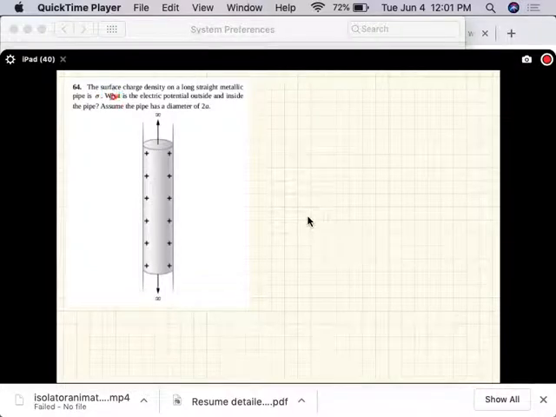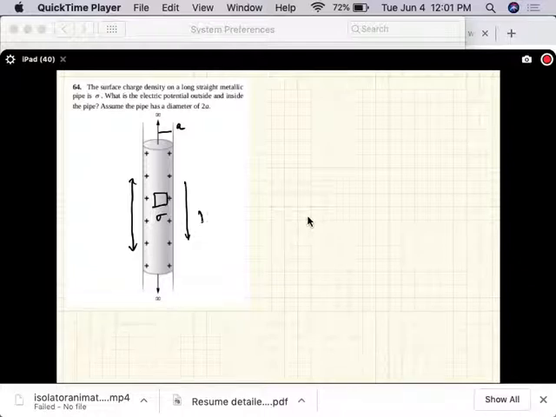Okay, so this says the surface charge density on a long straight metallic pipe is sigma. Assume the pipe diameter is 2a. So they're saying that the radius is a, and the surface charge density is sigma, meaning per unit area you have a charge of sigma. What we'll need to do is find the linear charge density, how much charge there is per meter. Let's first do that.